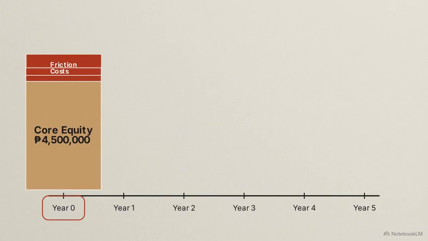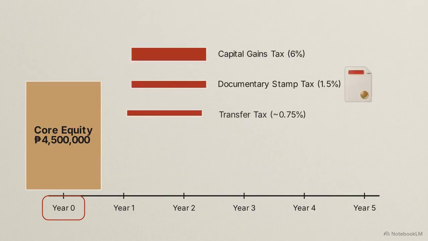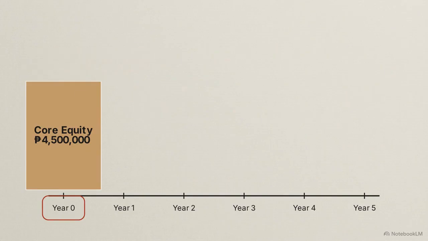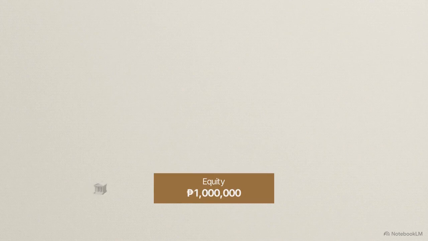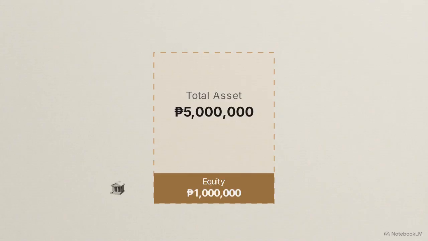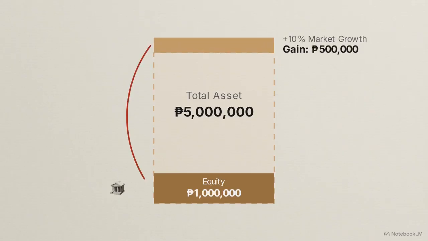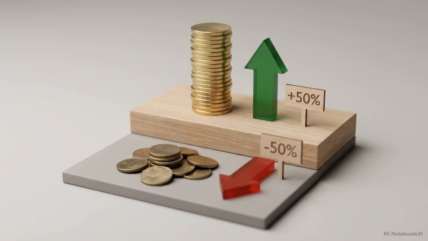However, entering the market triggers friction costs, capital gains tax, documentary stamp tax, and transfer taxes, creating an immediate drag on deployed capital. To offset this heavy capital requirement, investors rely on the L in our framework: leverage. Debt financing allows an investor to deploy a small initial equity baseline, say 1 million pesos, to control the full 5 million peso asset. This structure alters the math. If property value increases by 10%, your gain is calculated against the total 5 million peso asset, not your initial 1 million. The yield is magnified, though it works the exact same way for potential losses.